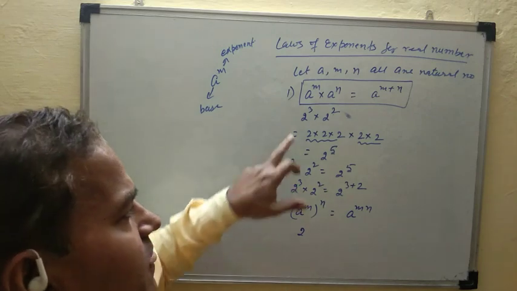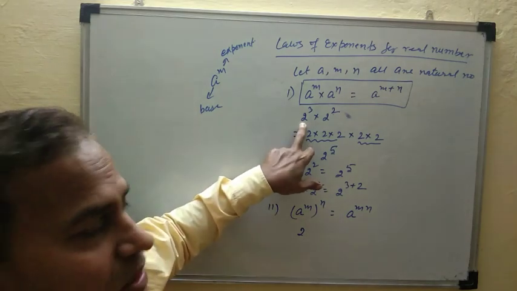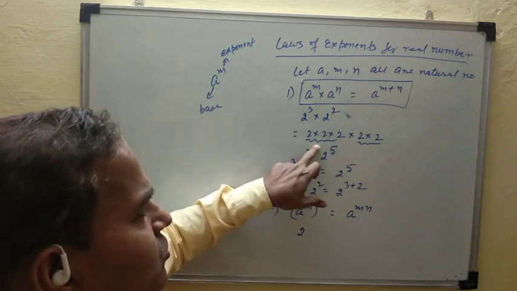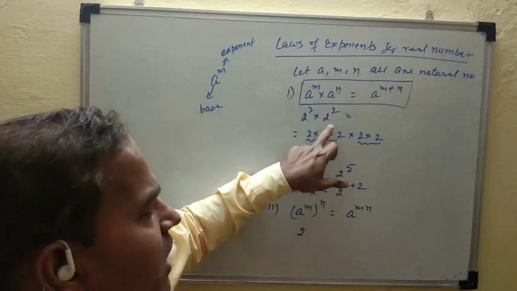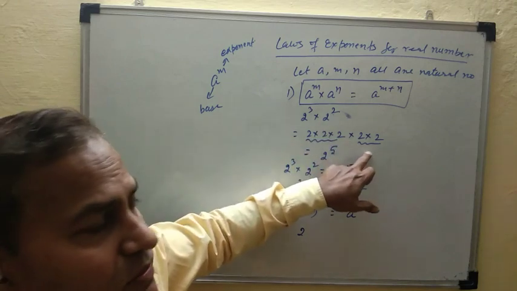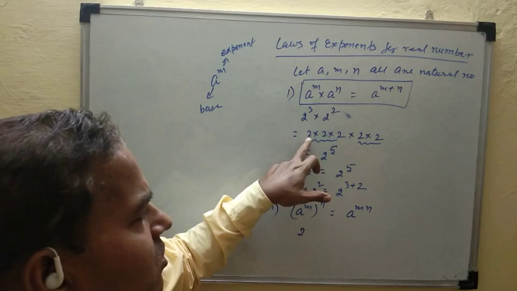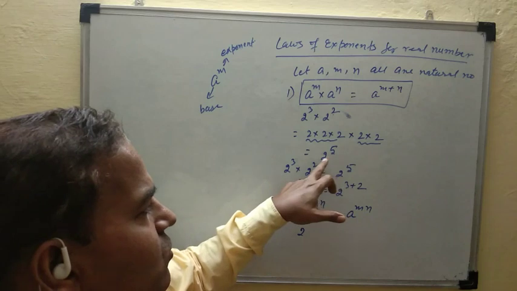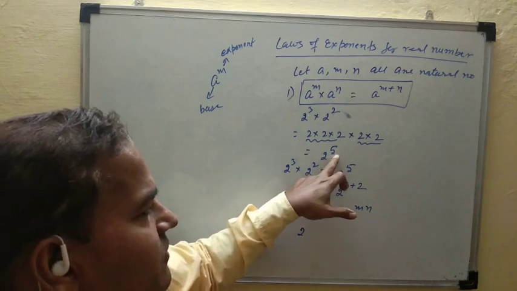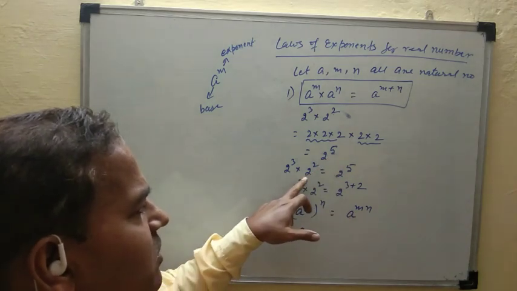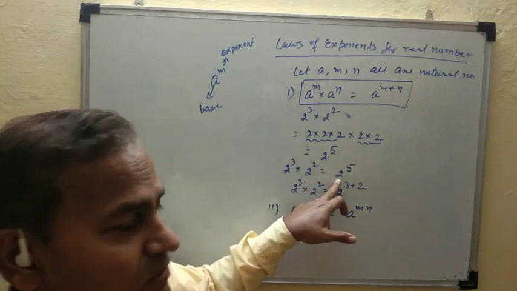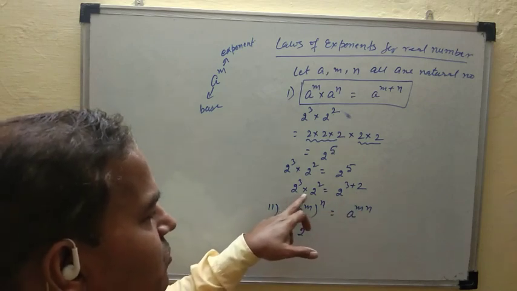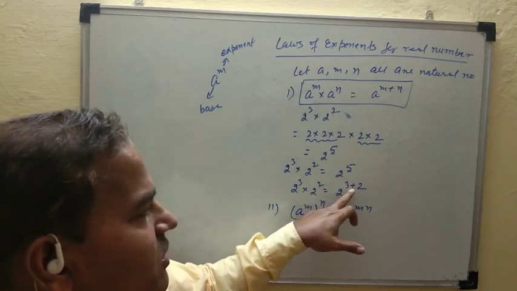फॉर एग्जाम्पल 2 to the power 3 into 2 to the power 2. So 2 to the power 3 means 2 into 2 into 2, 3 times, and 2 to the power 2 means 2 into 2 multiplied. Then count how many times is 2: 1 2 3 4 5. So this can be written as 2 to the power 5, and that 5 comes from 3 plus 2. That is, 2 to the power 3 into 2 to the power 2 is equal to 2 to the power 3 plus 2.